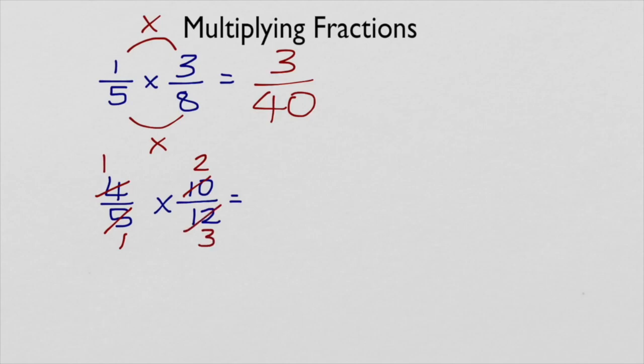Once we've simplified as much as we can, we just multiply the top and then multiply the bottom. 1 times 2 equals 2, and 1 times 3 equals 3. And my answer there is 2/3.